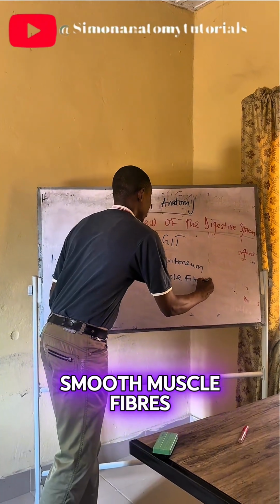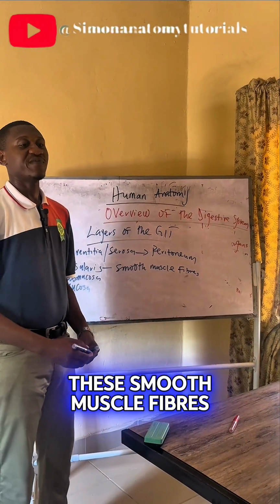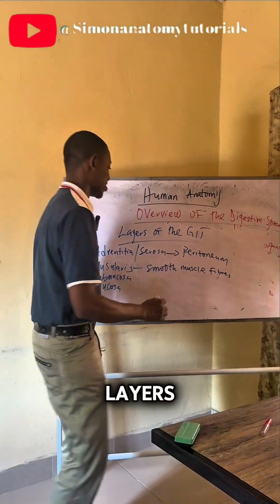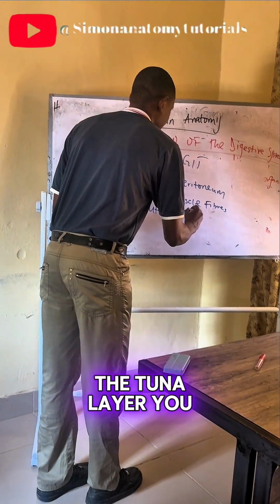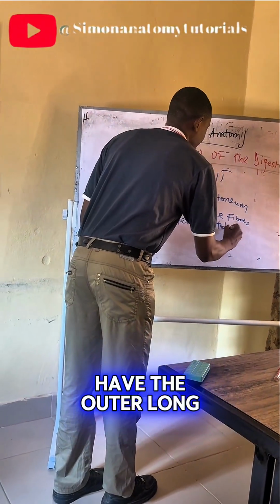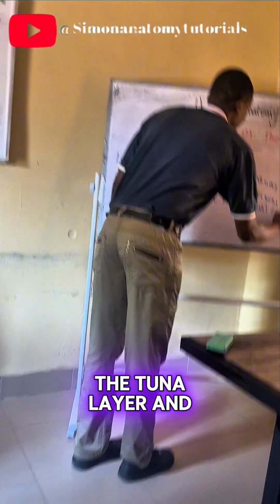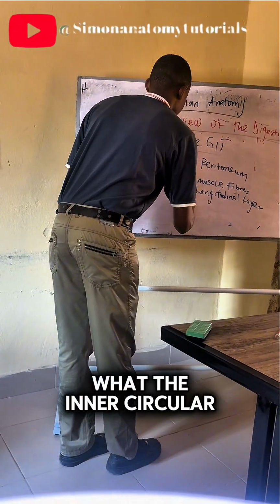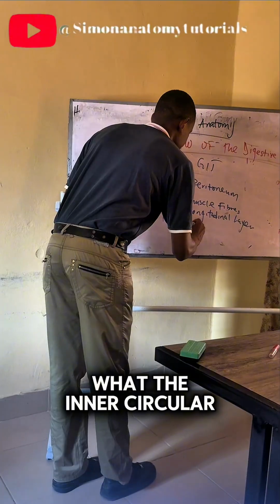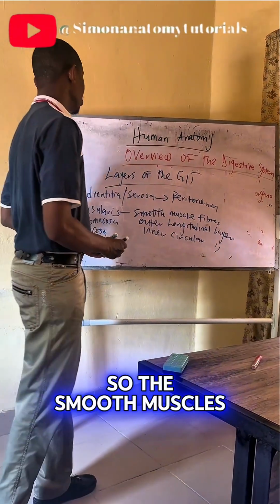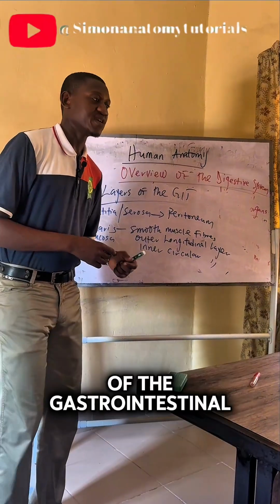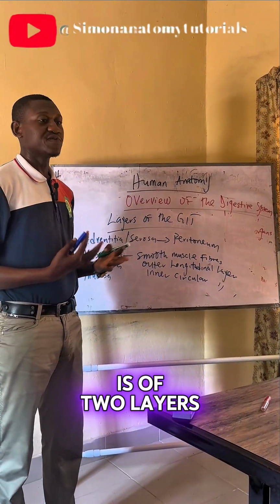So the muscularis of the gastrointestinal tract contains what? Smooth muscle fibers. These smooth muscle fibers are usually in 2 layers. We have the outer longitudinal layer, and we now have the what? The inner circular layer. So the smooth muscles that we have in the muscularis of the gastrointestinal tract are of 2 layers.